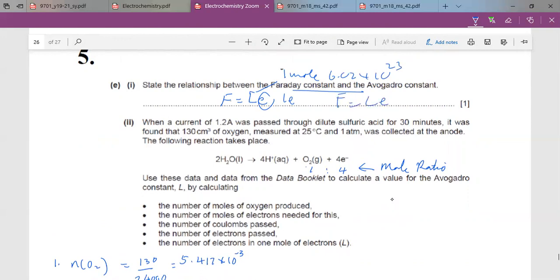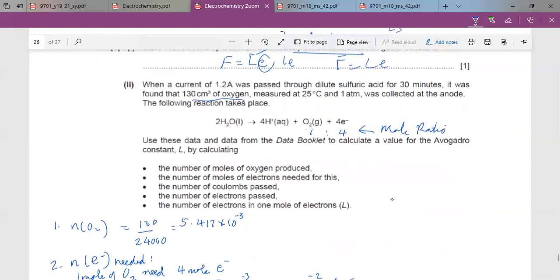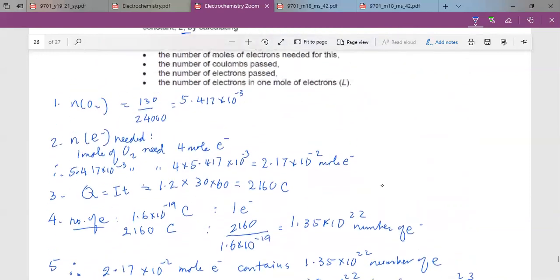Okay, a current of 1.2 ampere was passed through sulfuric acid for 30 minutes and so forth, and this is the oxygen given out. Now remember, they use water here. So 4 moles of electrons, 1 mole of oxygen. Remember this? So they use this data and the data booklet to calculate the Avogadro's constant L. Step by step, they do it very simple.